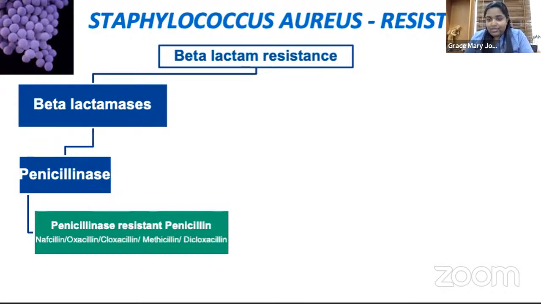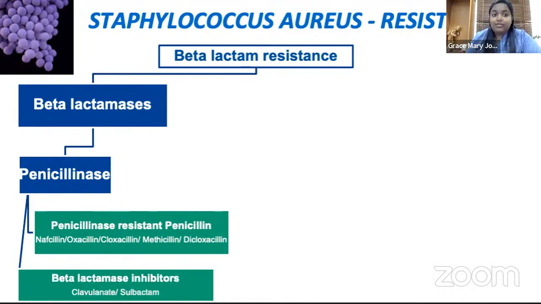So that's why, because most of the Staph aureus organisms were becoming resistant to penicillin, you developed your penicillinase resistant penicillins, which are your nafcillin, oxacillin, methicillin, cloxacillin, dicloxacillin, all these drugs. They can withstand this enzyme. All right. And then the other option if it's a beta-lactamase producer is clavulanate or sulbactam, which are the beta-lactamase inhibitors.